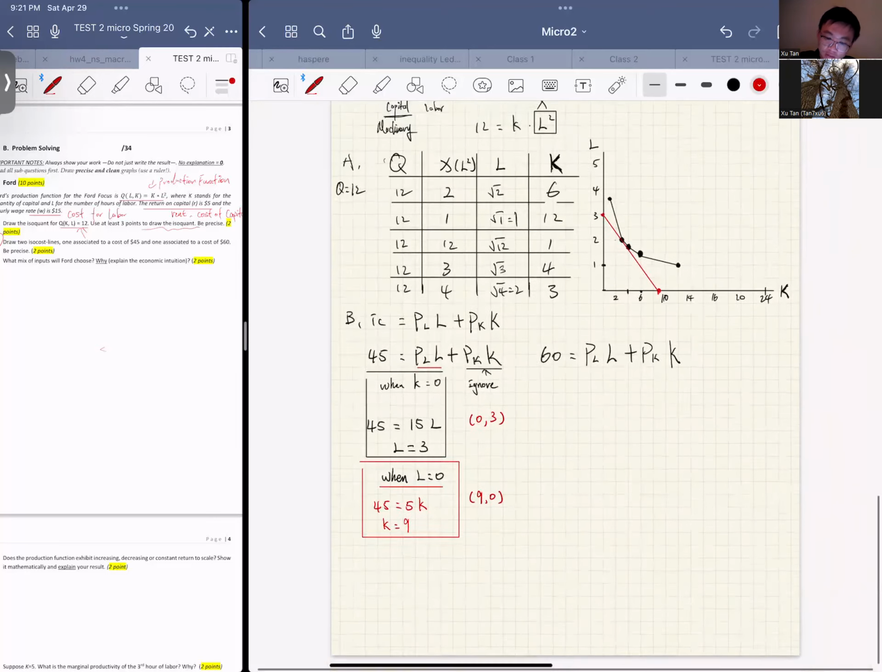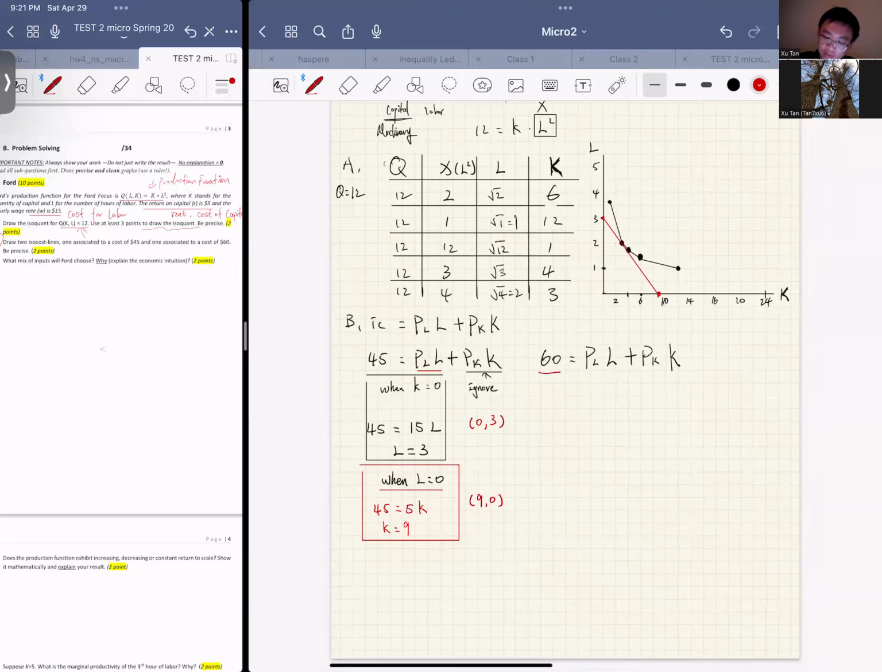And then we have another line, just 60. With the 60, we're doing the same thing. When K equals 0, 60 equals 15L, since the price didn't change, and L equals 4. And then for when L equals 0, we have 60 equals 5K, so K equals 12. So we got 2 points: 0, 4 and 12, 0.